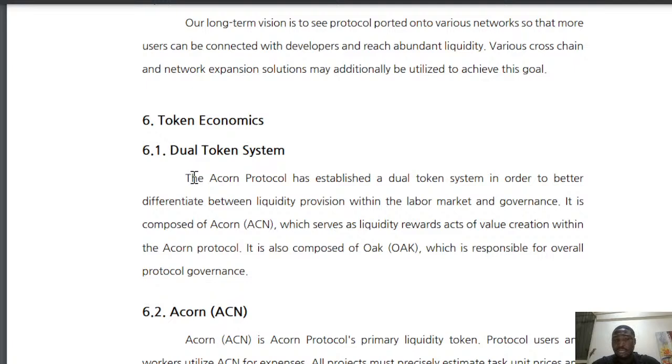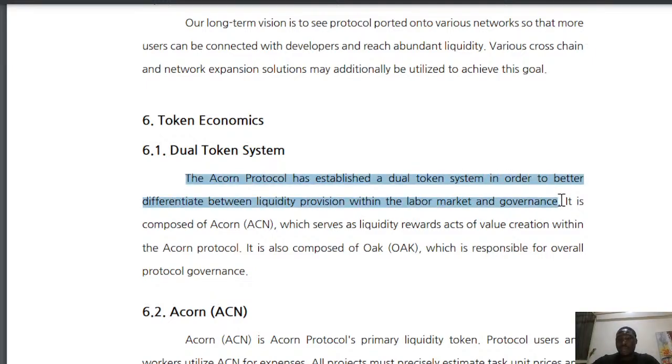You can see the Acorn Protocol has established a kind of dual token system in order to better differentiate between liquidity provision within the labor market and governance. This is what they're actually doing. Now, the essence of this token is to understand the differences between liquidity provision within the labor market and governance.